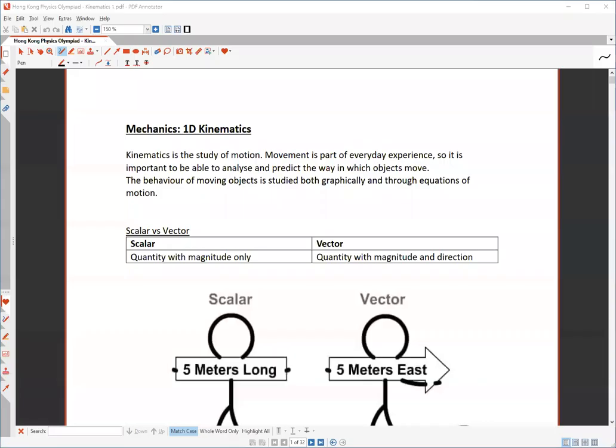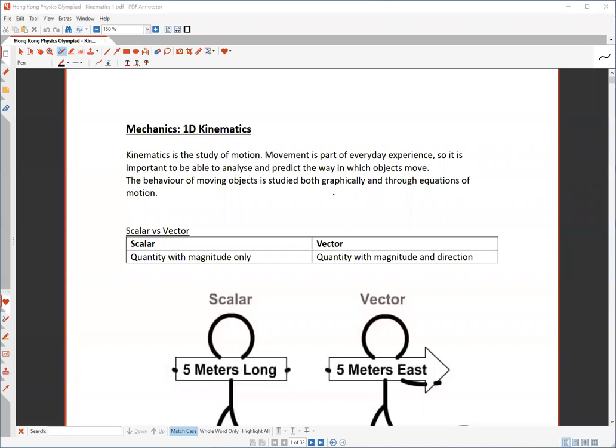So we are going to start the first chapter in physics. That is one-dimensional motion, or you can call it one-dimensional kinematics. Because you know that physics studies the interactions between the objects, and when the objects interact with each other, the motion may change.